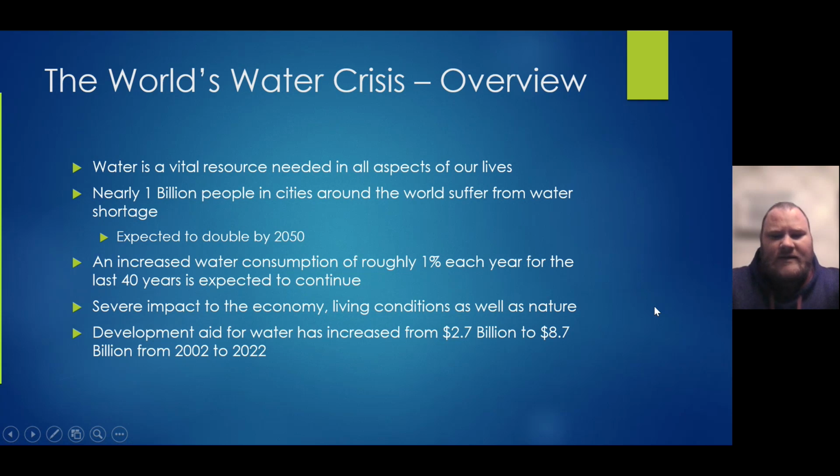Development aid for water has increased from 2.7 billion to 8.7 billion during 2002 to 2022. So basically for the last 20 years.